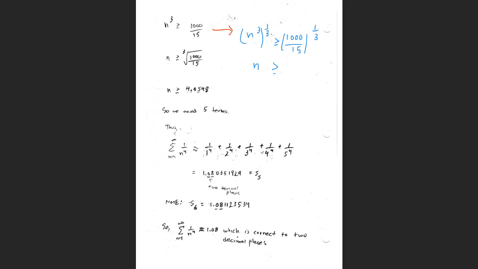All right, so n is greater than or equal to 1,000 fifteenths to the 3rd power. Well, that's just the cube root of 1,000 fifteenths. And if you work that out, you're going to get that n is greater than or equal to 4.0548. And so algebraically, you need 4.0548 terms. Well, that means you're going to need 5 terms, right? Because you need more than 4.